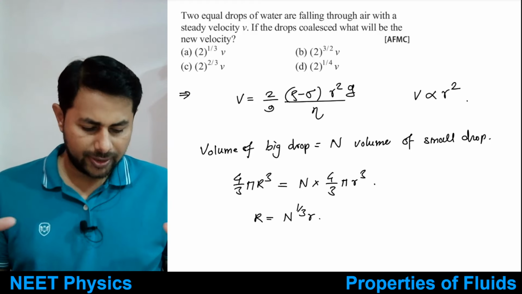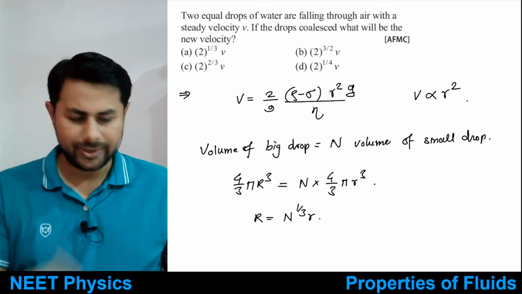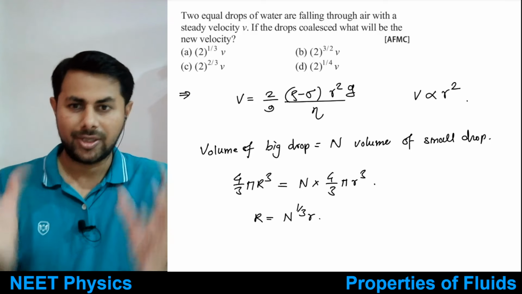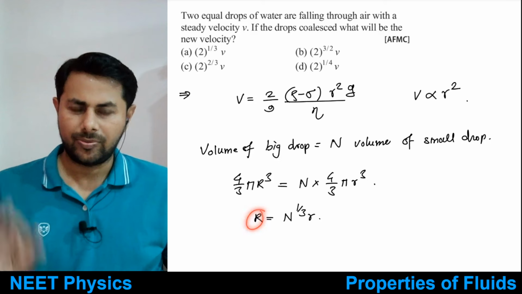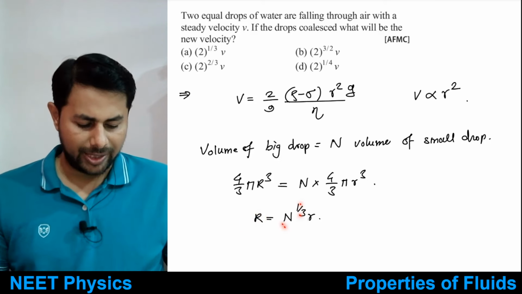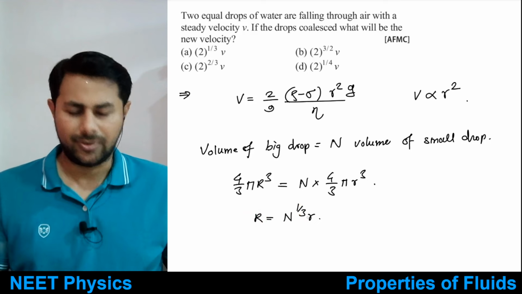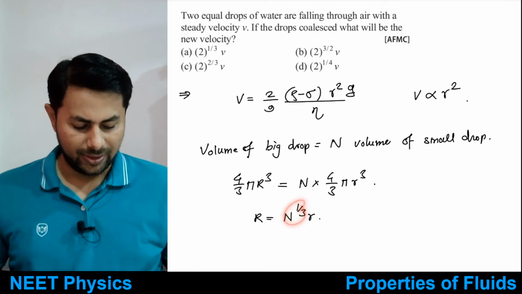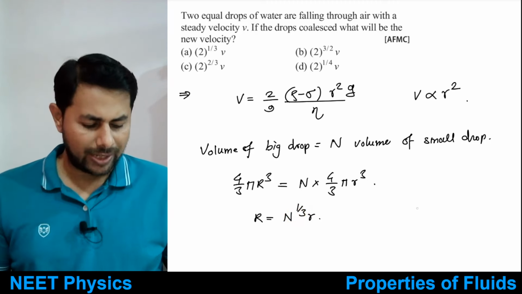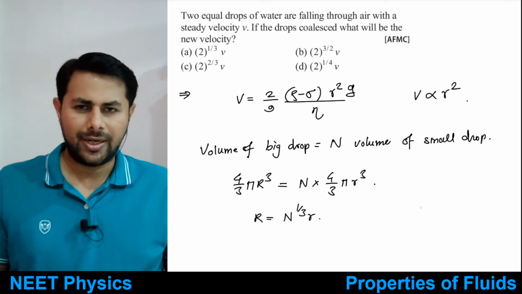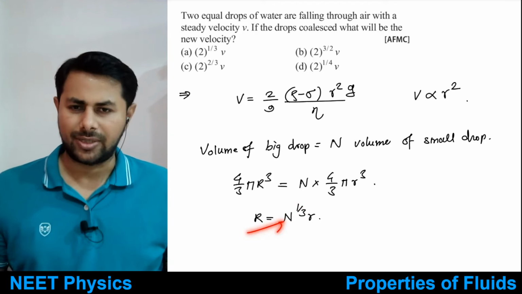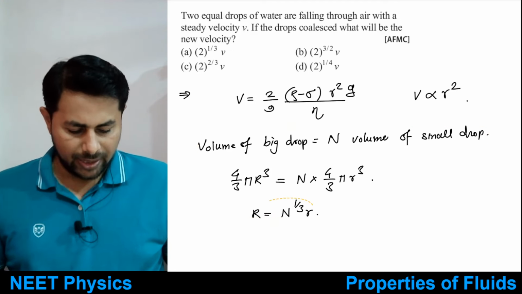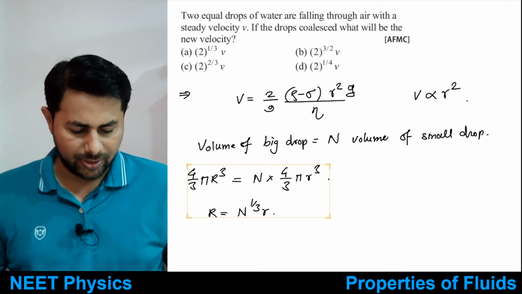So from this point onwards, whenever two drops or two spheres coalesce to form a bigger sphere, the radius of the bigger sphere would be equal to n raised to 1 by 3 times r, where n drops coalesce to form a bigger drop. We'll just remember this one and substitute the value of n. Here the value of n is 2, it might be 8, it might be 16, whatever it is, we'll just substitute that. All right, so this is the relation between the radius of the smaller and bigger drop.